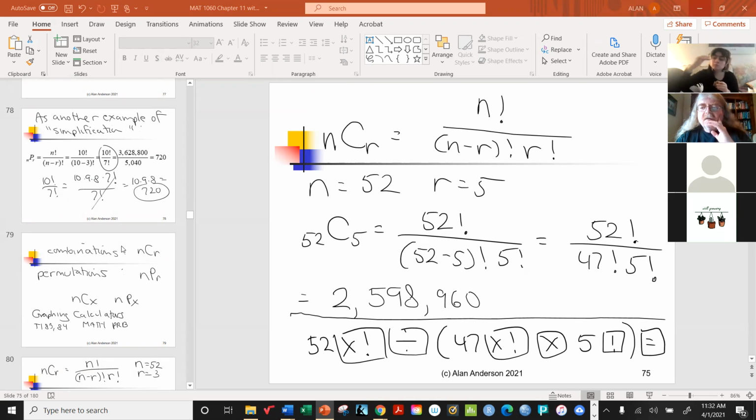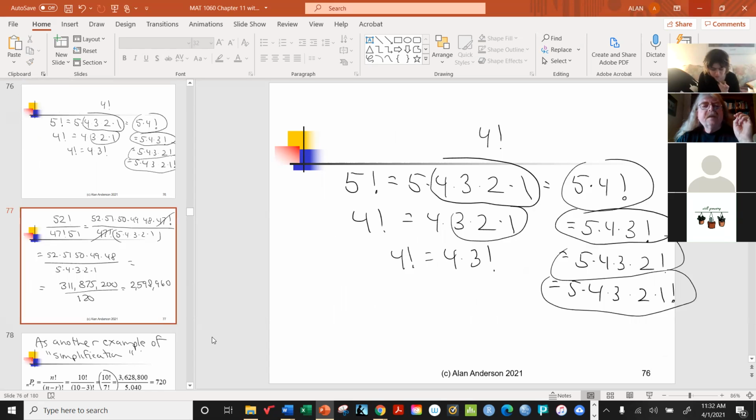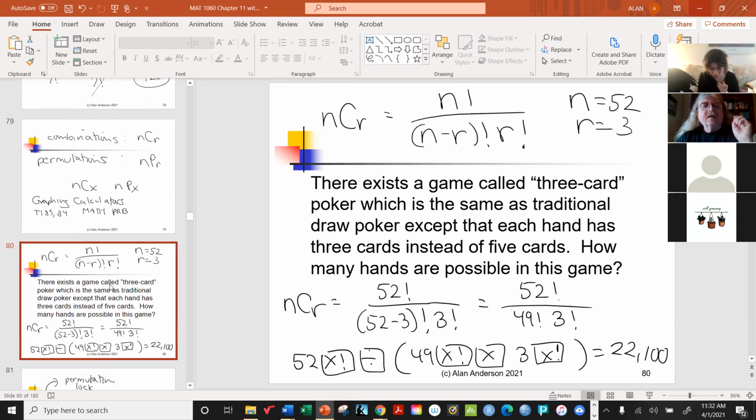All right, we've got one more. This is a very similar case. We're going to switch over to a game of 3-card poker, where instead of each hand containing 5 cards, it'll only contain 3. The question is, how many hands are now possible? It's going to be very similar to what we just did. In this case, the only difference is that R equals 3. If you plug in the numbers, and you can see down here the keystrokes you need, you will end up with only 22,100 this time.